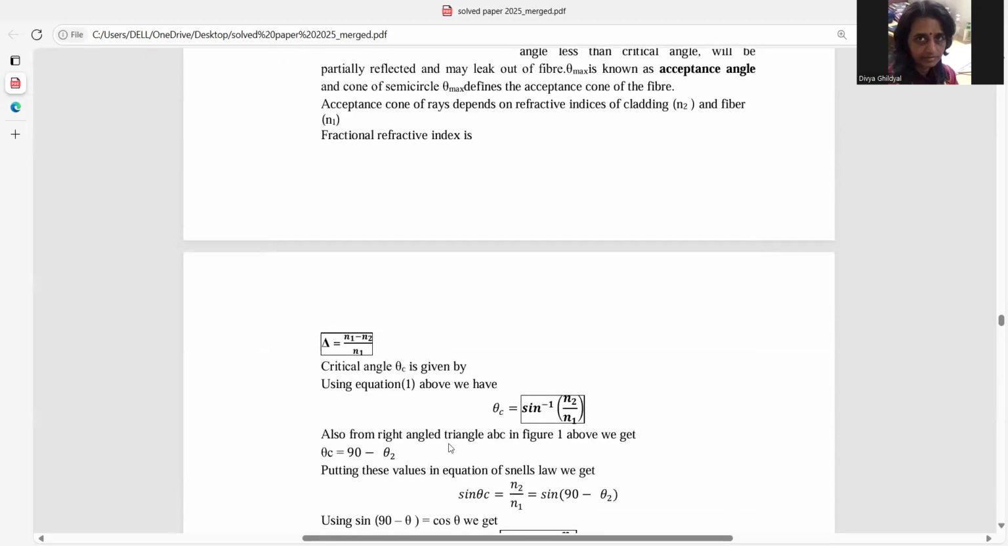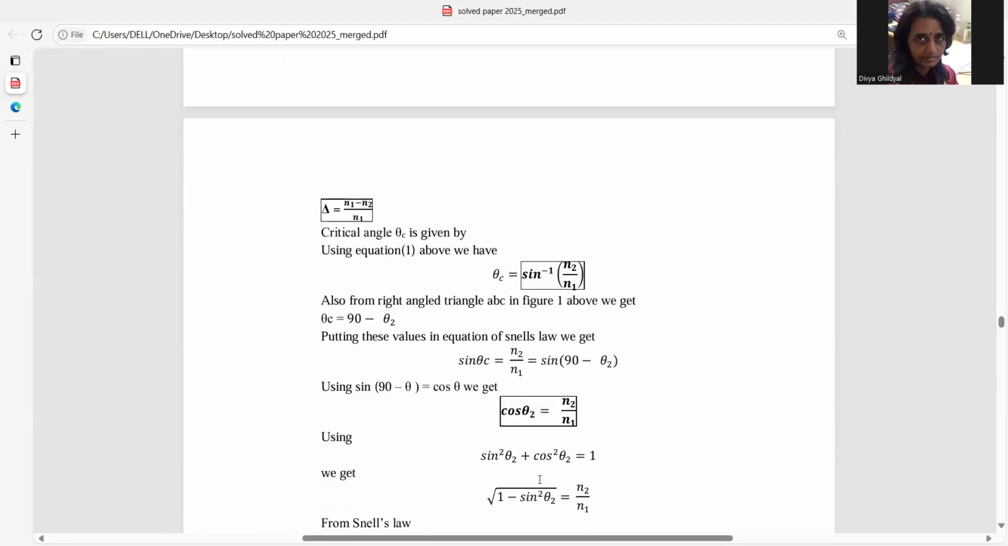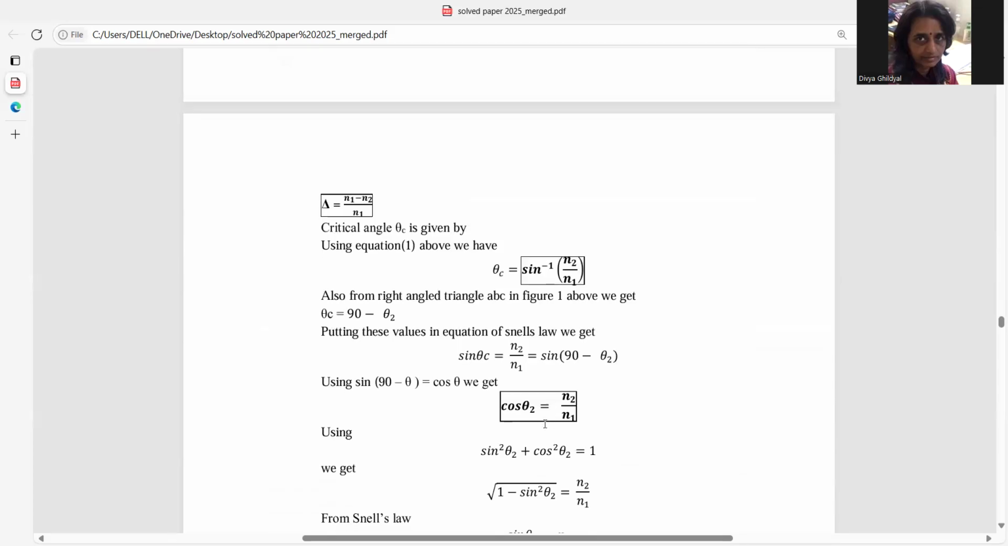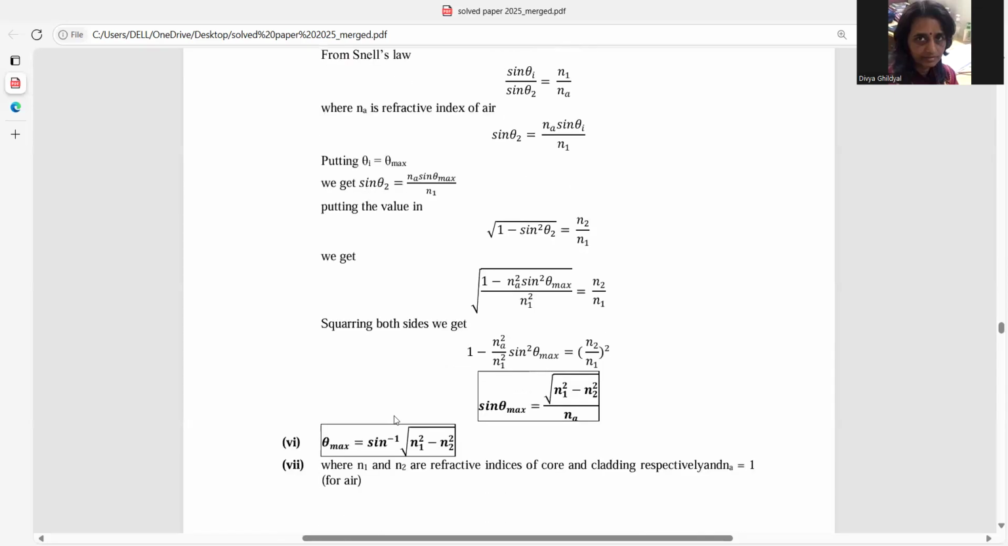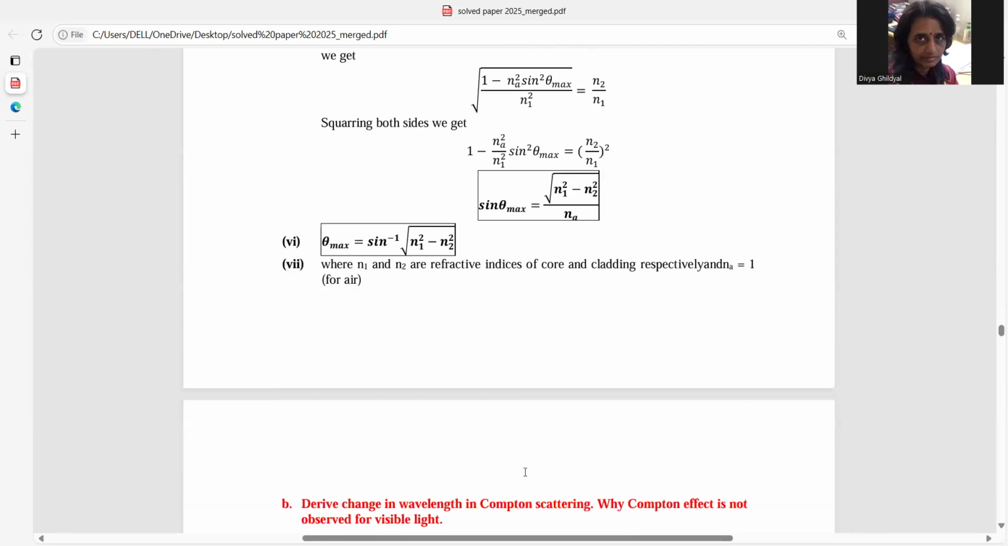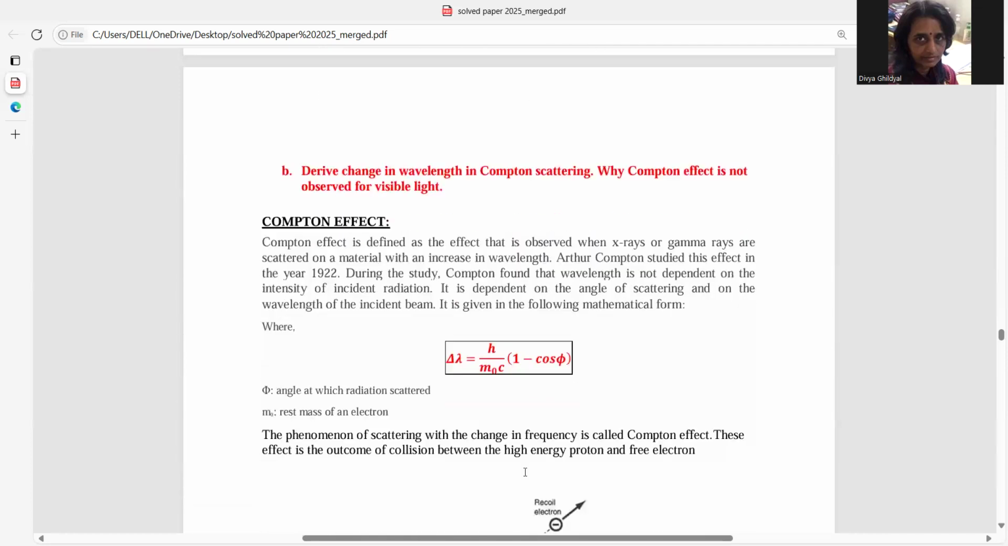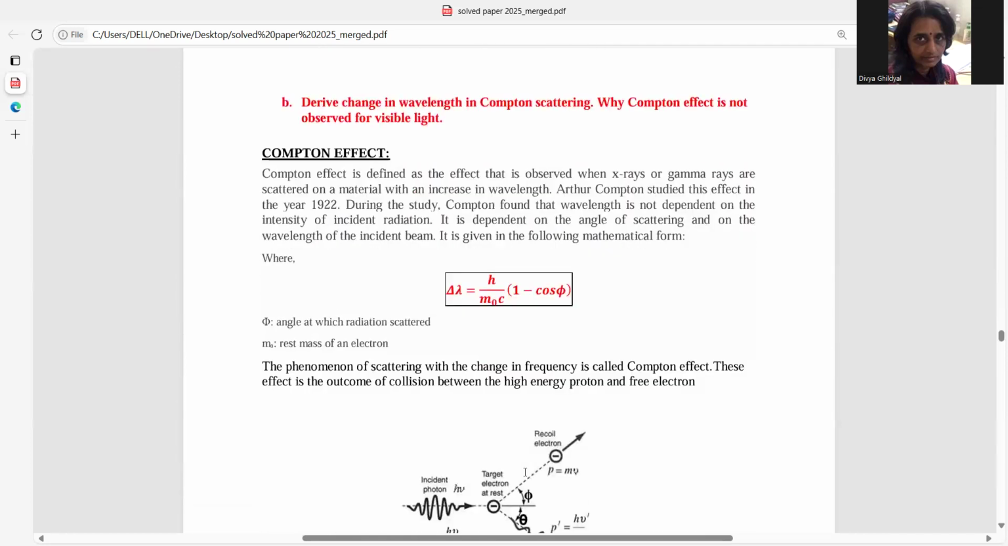For deriving a relation between them, it is very easy. You just show this angle and then the numerical aperture formula. That this is the acceptance angle, n1, n2 are refractive indices of core and cladding. Compton scattering. Why is it not observed in visible light?